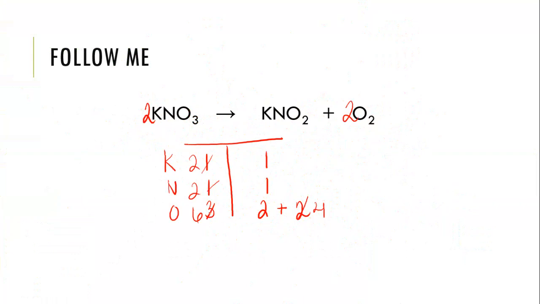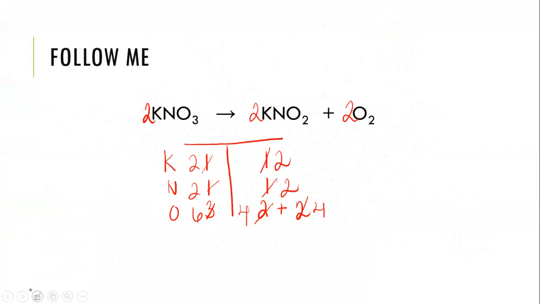And that kind of upsets that. But my O's are now equal. 2 plus 4 is 6. But now I have to make these 2 equal. And I can make 2 K's and 2 N's right here by putting a 2 in front. That becomes 2. That becomes 2. But it also changes this O and makes it become a 4. So now that's 8.